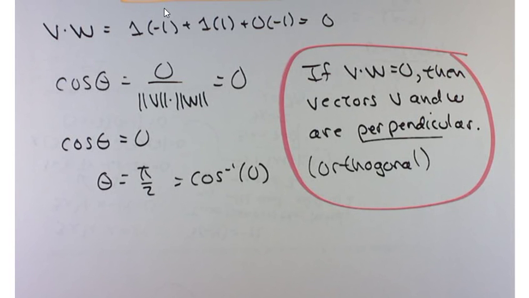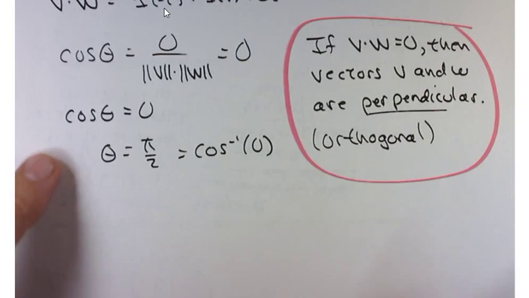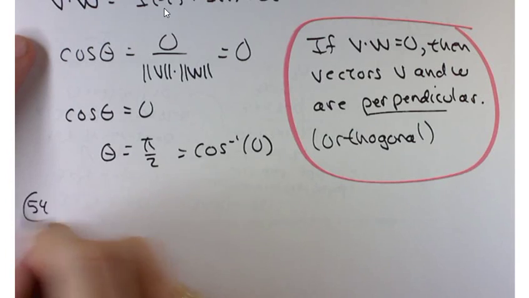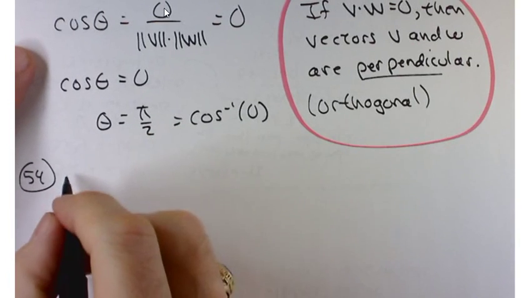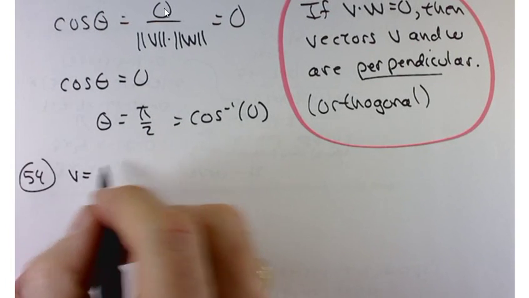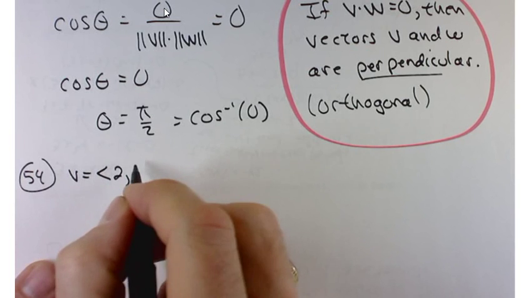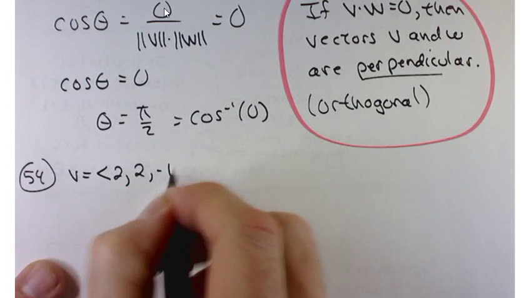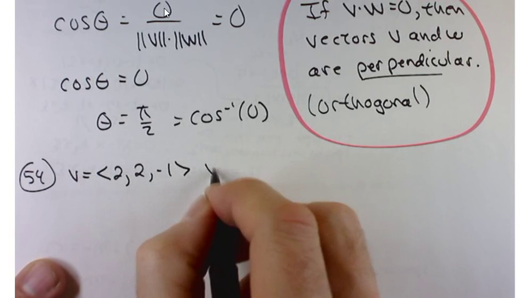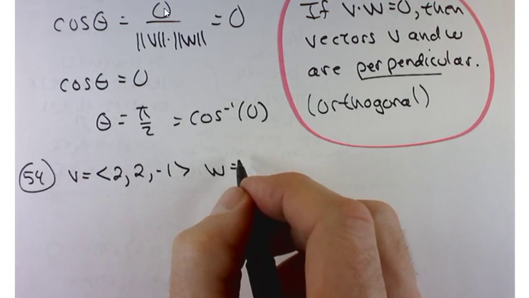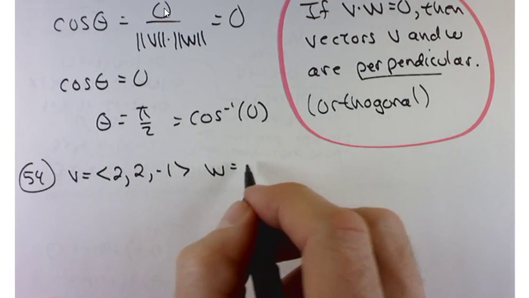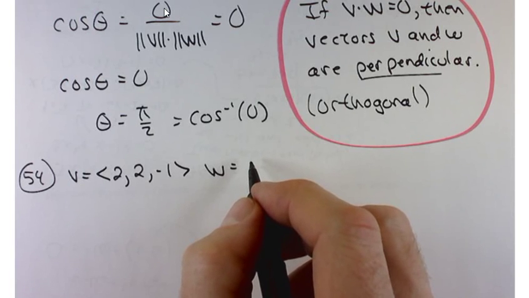Let's try a different one. Let's try problem number 54. V is 2, 2, negative 1. W is, let's see, 1, 2, 3.